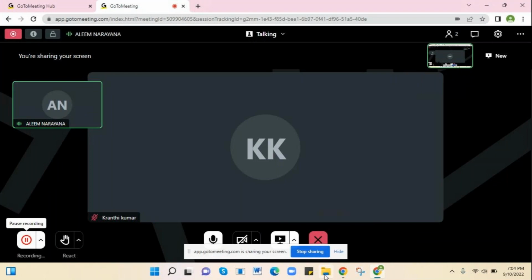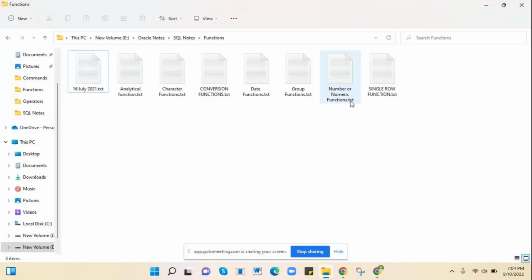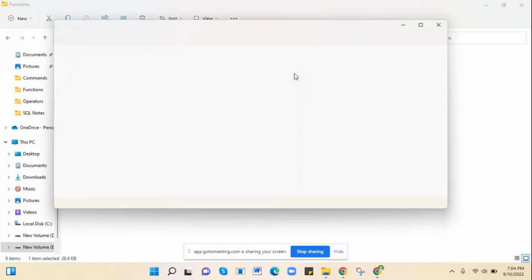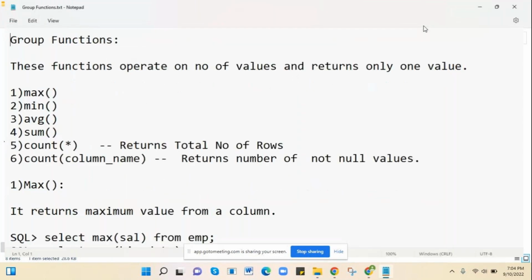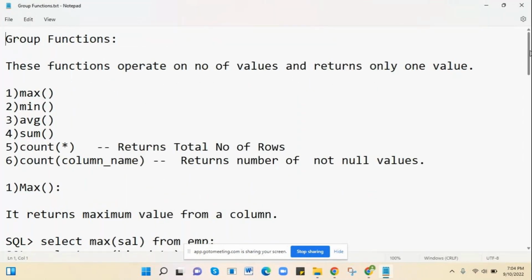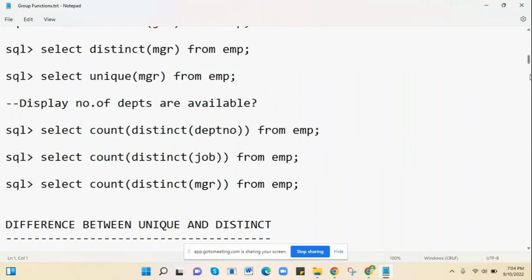Recording, listening, stop sharing. Group function. Okay. In this group function, we have 6 group functions.